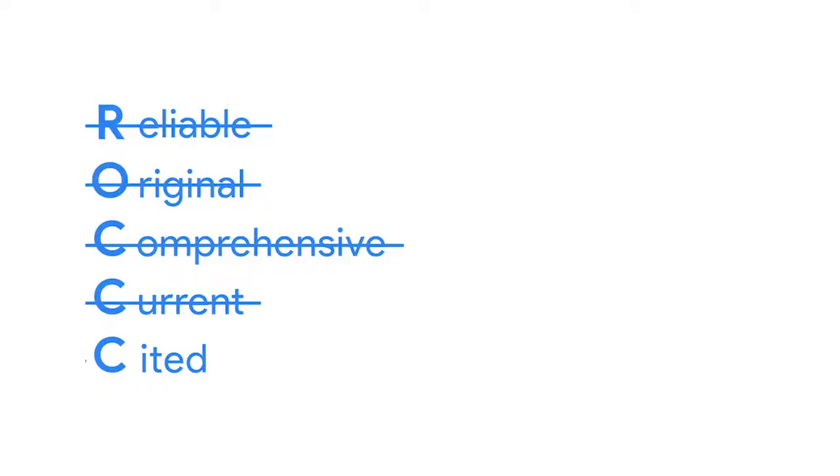The last C is for not cited. If your source hasn't been cited or vetted, it's a no-go. So to sum up, good data should be original data from a reliable organization, comprehensive, current, and cited. It should rock.